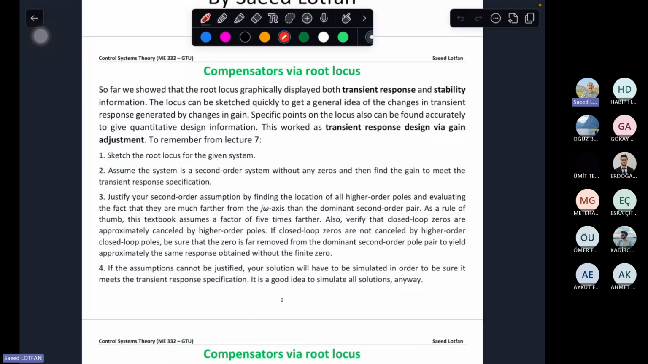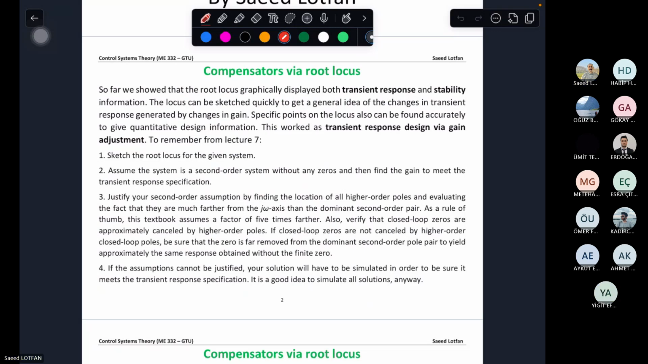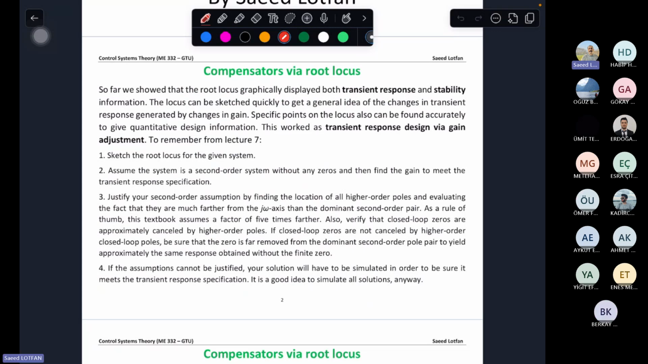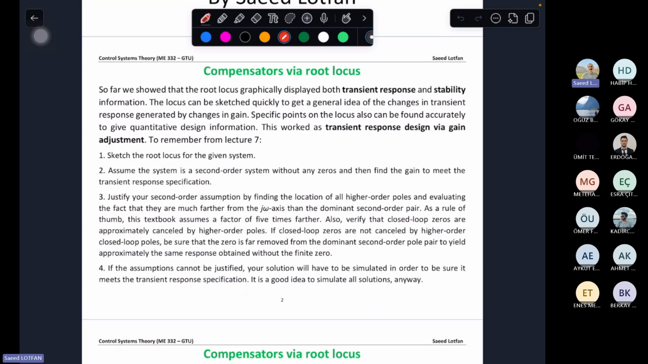As a review, we saw at the end of the last week that we can, of course, design the system via gain adjustment, meaning that we can affect the transient response or the behavior of the system in terms of peak time, settling time, overshoot, or damping via gain adjustments. And we said that the procedure is to sketch the root locus for the system and assume that the system is second order, because we are using some formulas and relationships that are for second order.